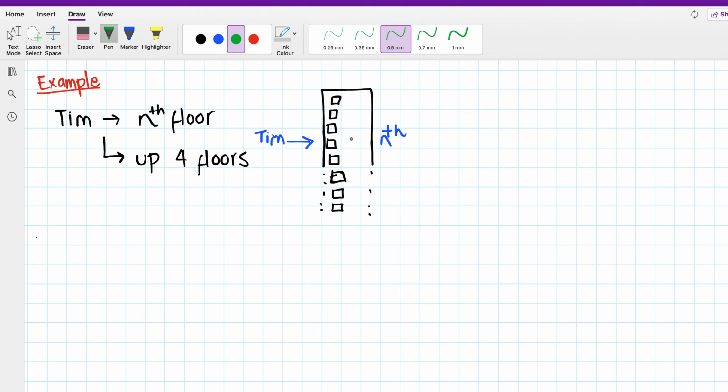And then Tim, what happens? He goes up. How many floors? If he finishes on this floor, what will this floor be? N plus 1. What will be this one? N plus 2. This one, N plus 3. And the last one, where he finished, is N plus 4. So the answer as an expression will be N plus 4. And that's your answer. It's an expression.